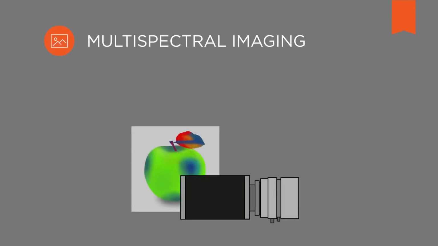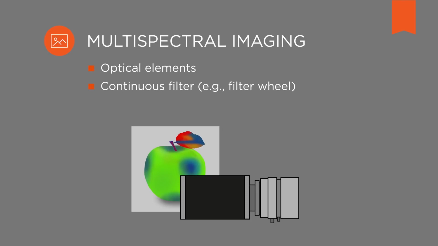There are three possible ways to gain spectral image information: a camera with optical elements, or a continuous filter like the filter wheel, or a CMOS sensor with a filter.